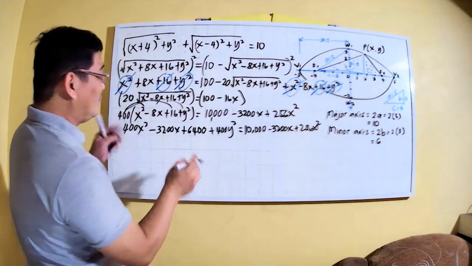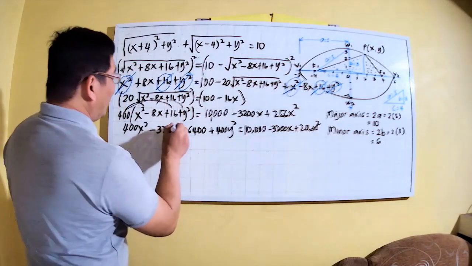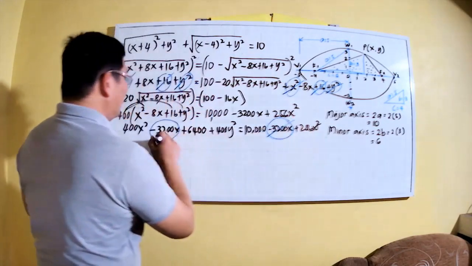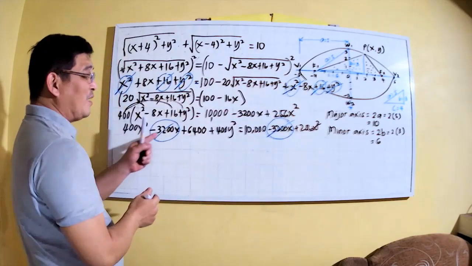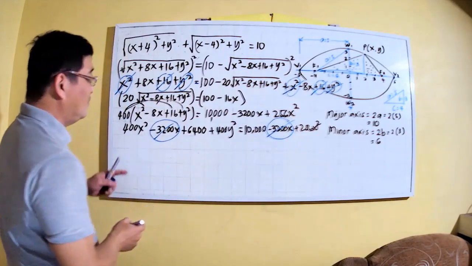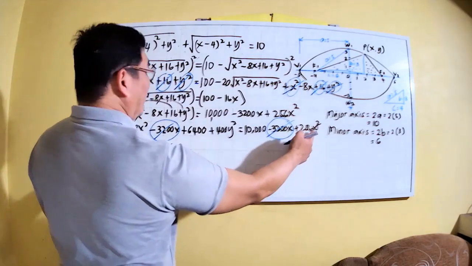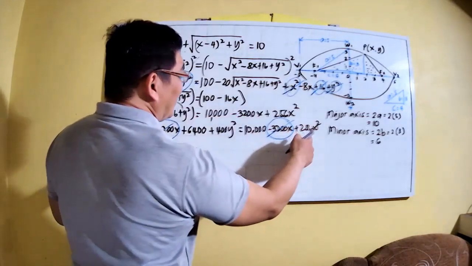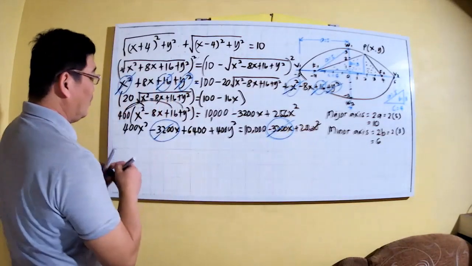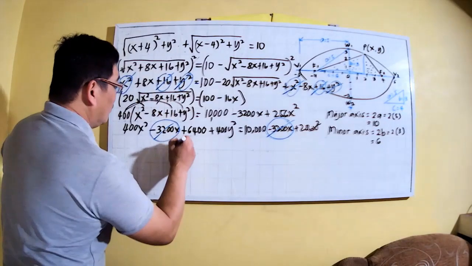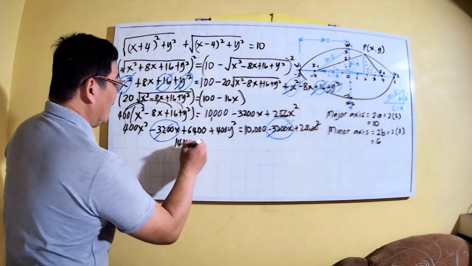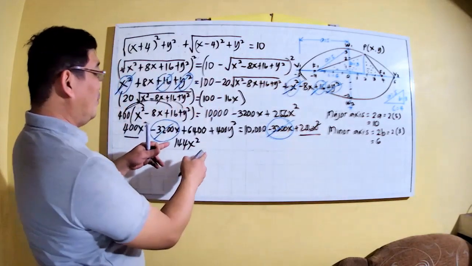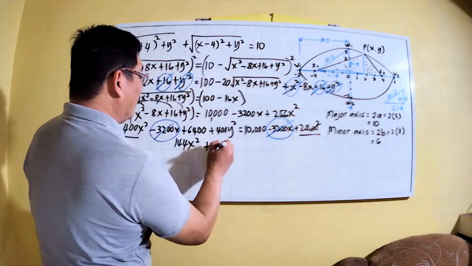It cannot be combined. Negative 3,200x and negative 32x cancel. When we transpose, they become positive and negative. And then, about the x squared: transpose here the x squared, 256. 400 minus 256 is equal to 144. We have here 144x squared. So, okay na to. Okay na yan. Next, what is left is 400y squared.